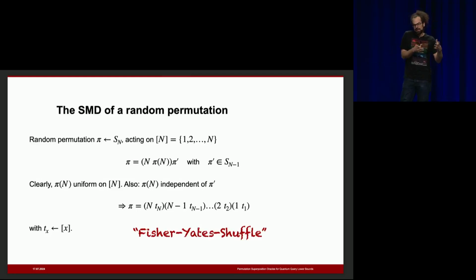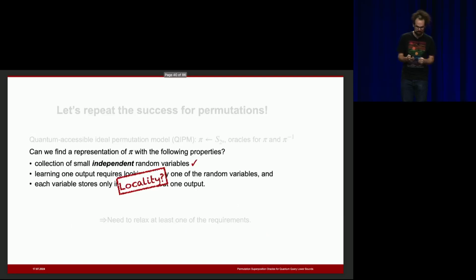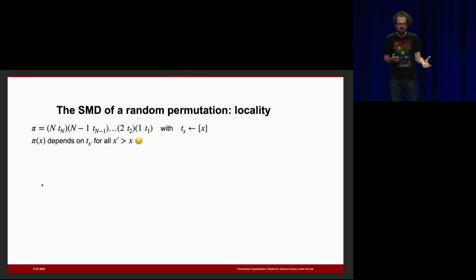This construction for a random permutation actually has a name. It's called the Fisher-Yates shuffle, and it is an algorithm to randomly permute a list of elements in an efficient way. So great, we found another representation of a random permutation as a collection of independent small random variables, but what about locality? Unfortunately, there's some bad news. It doesn't have any strong sense of locality. To learn a value pi of x, we need to look at all values t_x' for x' larger or equal to x.